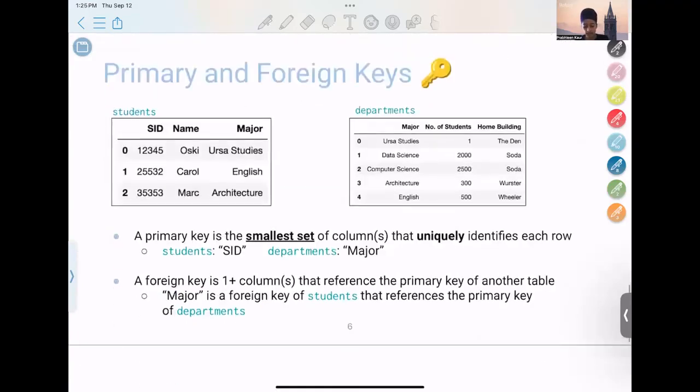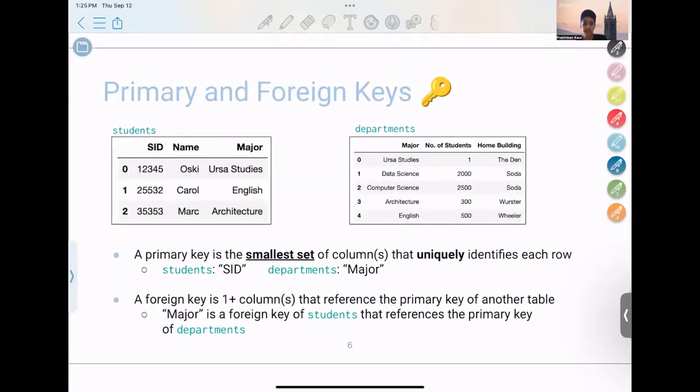Okay. The last thing we're going to talk about are primary and foreign keys. A primary key is the smallest set of columns that uniquely identifies each row. That means a set of columns where no two rows have the same values in those columns. So in this students data frame, this example, the primary key would be the student ID. No two students have the same student ID. It's unique for every single row. So we would consider the SID the primary key for students.